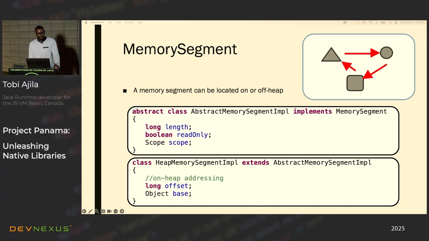There is another type of memory segment, native mapped memory segment, which is useful in cases where you have file-backed memory. But I'm not going to go over that just for brevity.